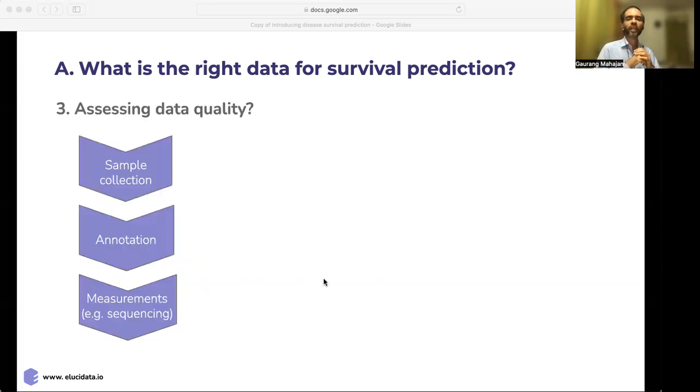Next, we come to the issue of data quality and what it means for survival data. The notion of data quality lines up along many axes. For molecular omics data, data collection typically proceeds through three broad stages: the sample collection, the clinical annotation, and the measurements, say with deep sequencing technologies. Quality considerations apply to each of these steps. Let's look at them one by one.